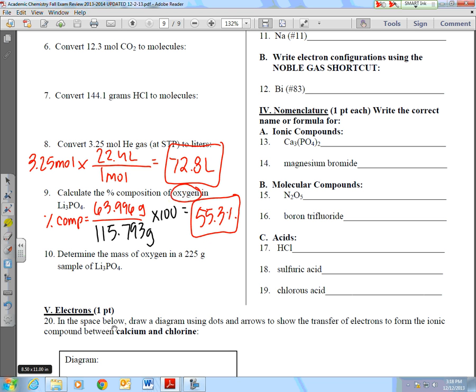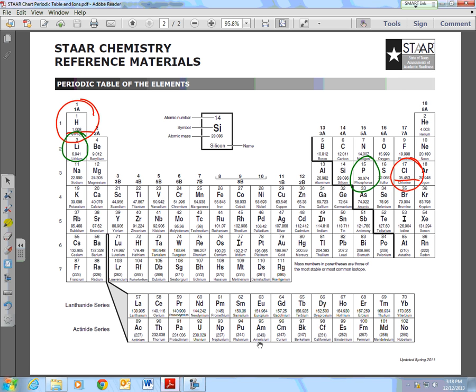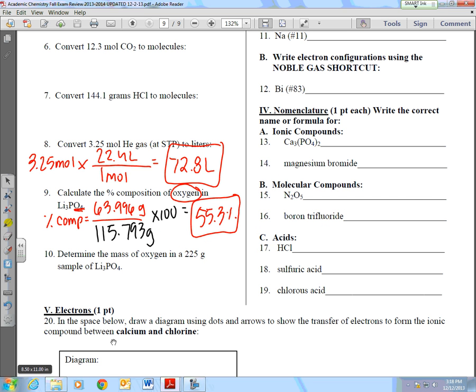I got the 63.996 because it was asking me to calculate the percentage of oxygen. So do you see how there's 4 oxygens in the compound? So I took the mass of oxygen, which is 15.999. You just look that up on a periodic table. Oxygen's right here, times 4. That's how I got that number. Any other questions before we move on?